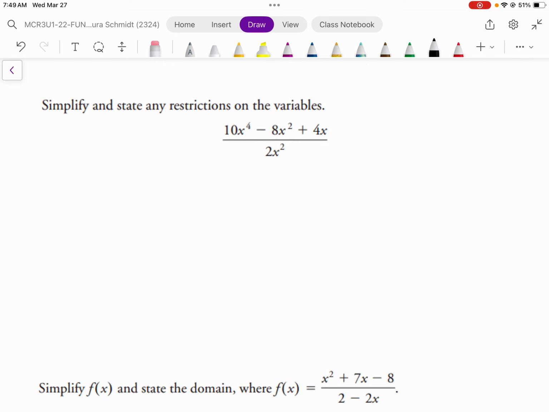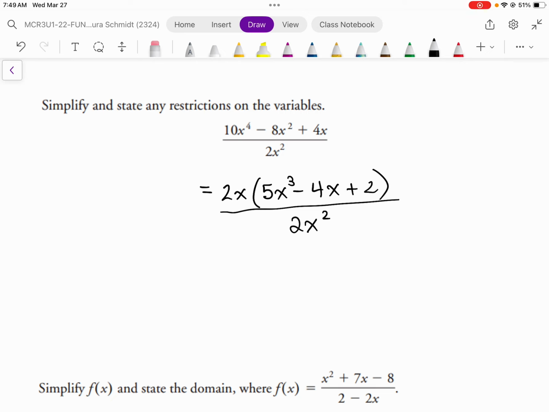Simplify and state restrictions. All right, so let's try to factor. On the numerator, I'm going to go with common factoring. I think they're all divisible by 2x. So that leaves me with 5x cubed minus 4x plus 2 divided by 2x squared.